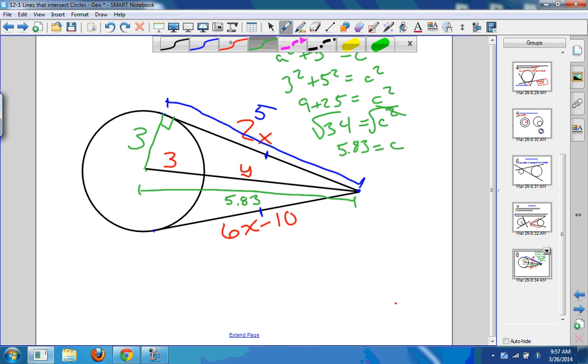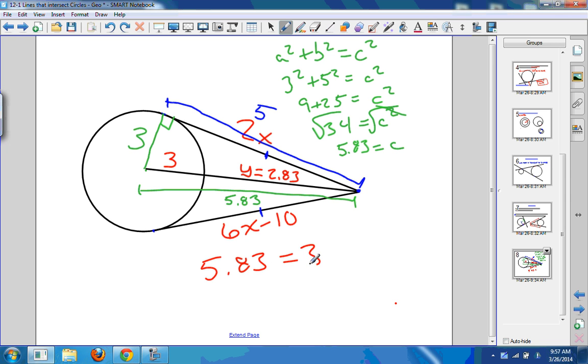That's from our segment addition postulate from a while ago. So we know if this whole thing is equal to 5.83, it's equal to my two parts, this 3 and the y. So if I want to figure out what my y is, I subtract 3. 5.83 minus 3 is 2.83, which is equal to my y. That's a segment addition postulate, which we learned a while back, but we've been using kind of all year long.